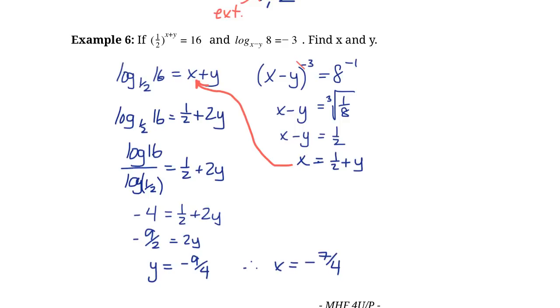Once I've done that, I can just use a change of base to evaluate what's on the left here: log of 16 over log of 1/2. And that just turns out to be exactly -4, because we can raise 1/2 to the power of something to get 16. So that becomes -4, and then it just becomes an equation we can solve. Our y ends up being -9 over 4, and then if we substitute that back into this equation, we find out that our x has to be -7 over 4.